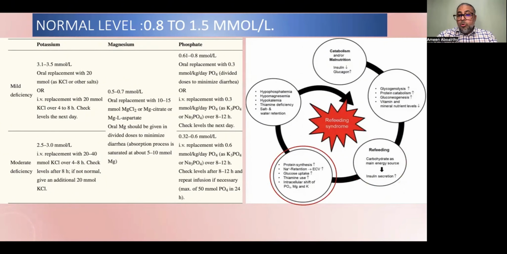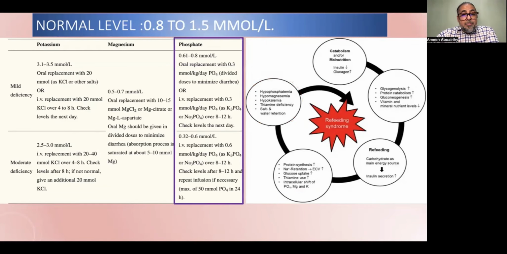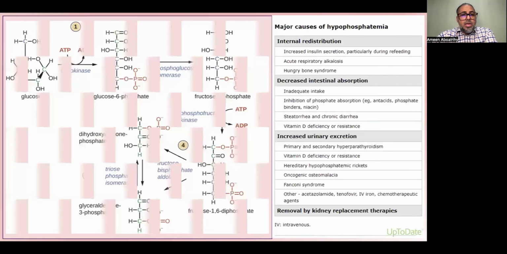Glucose would be taken inside the cells, as well as phosphate, not just glucose, and thiamine would be used if there is thiamine, of course. The shift of all those elements is the main reason for refeeding syndrome. Phosphate specifically is one of the main reasons. And the main killer, in fact, for refeeding syndrome is the cardiac manifestation. They develop heart failure. You should know the replacement. We'll talk about this in the coming slides.